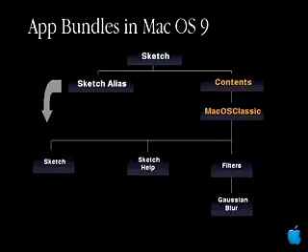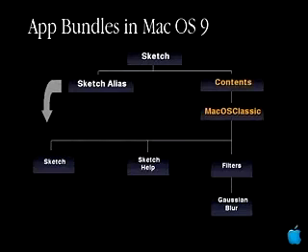So on 9, you could have something that looks like this. The alias, contents, macOS Classic, and then in there, your binary and whatever files you have. Of course, on 9, you don't get support for multiple localization. It just works like it does on 9.